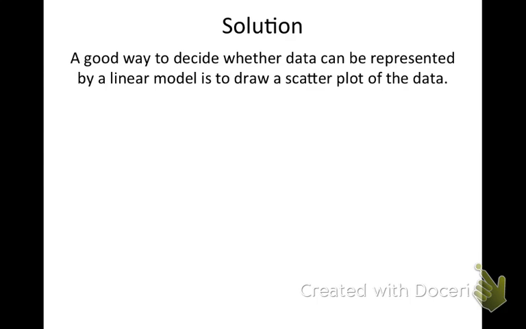A good way to decide whether data can be represented by a linear model is to draw a scatter plot of the data. Grab some graph paper and go ahead and graph the broadcast television as one scatter plot and the internet advertising as your second scatter plot. Press pause, and when you're ready to continue, press play.